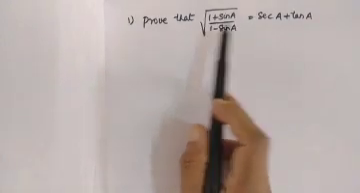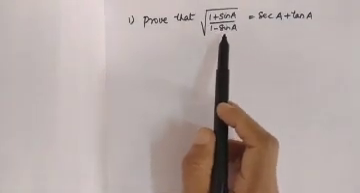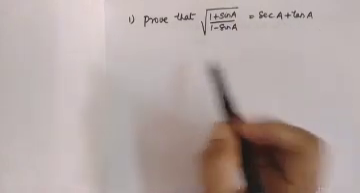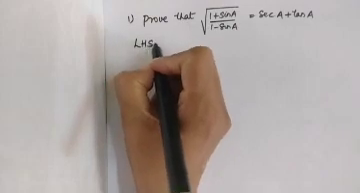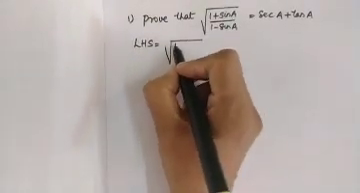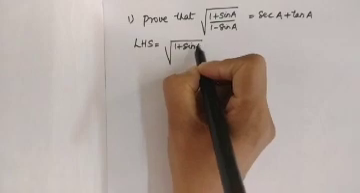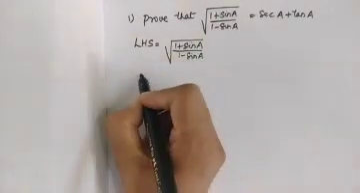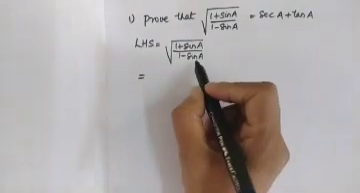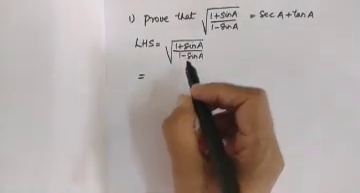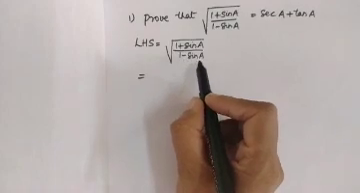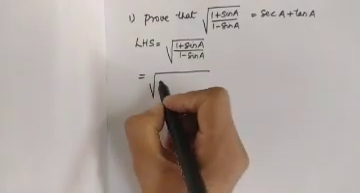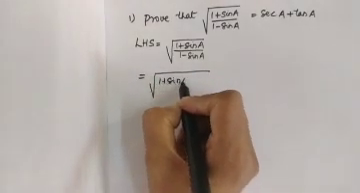Prove that square root of (1 plus sin A) by (1 minus sin A) equal to sec A plus tan A. Left hand side is square root of (1 plus sin A) by (1 minus sin A). In these types of questions, you have to multiply the numerator and denominator with, here the denominator is 1 minus sin A, so multiply with 1 plus sin A.